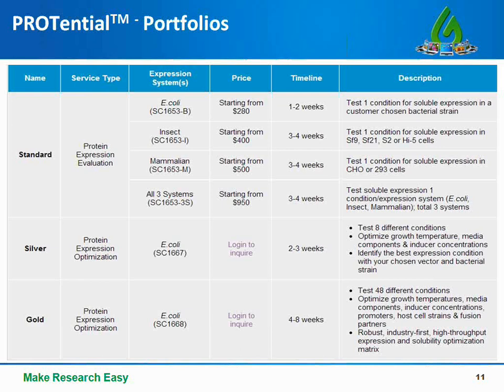The silver package helps you to determine the best expression condition with your construct in the bacterial system by testing 8 different conditions that combine different parameters such as temperature, media components, and the inducer concentration. The gold package is the most comprehensive high-throughput protein expression optimization service, which tests 48 different conditions and includes optimizations on promoters, host cell strains, and fusion partners, as well as those three parameters included in the silver package.